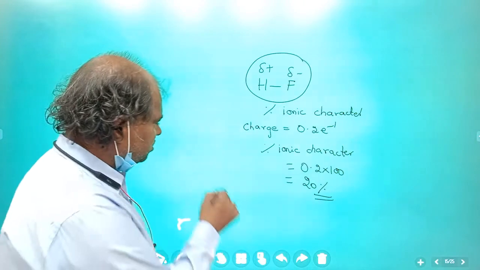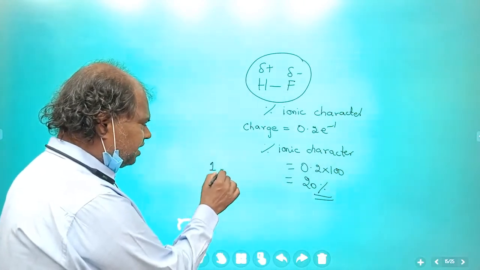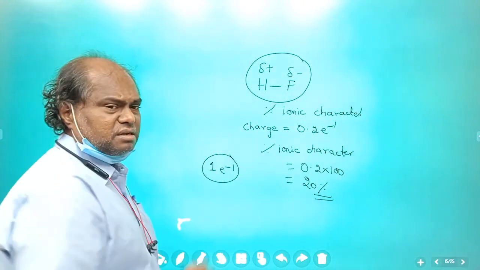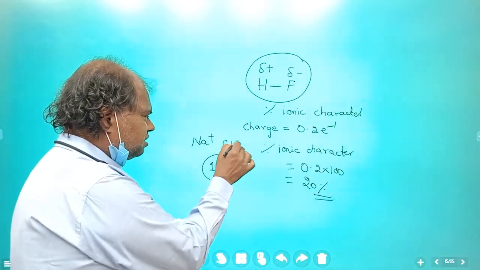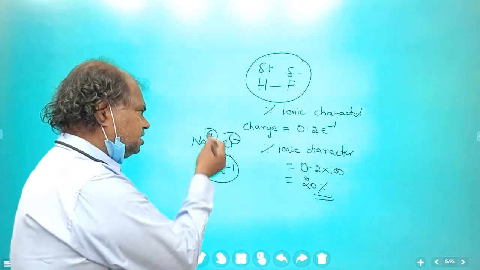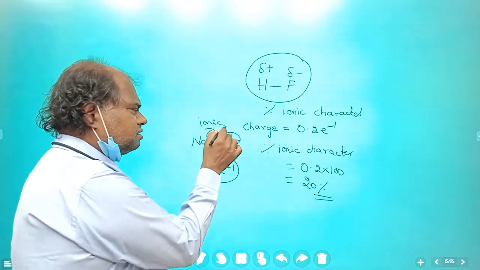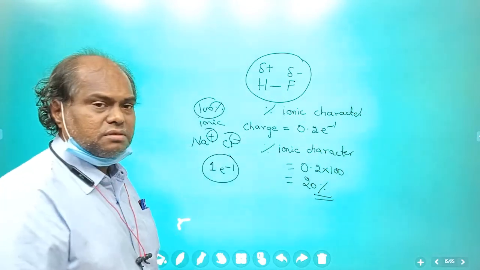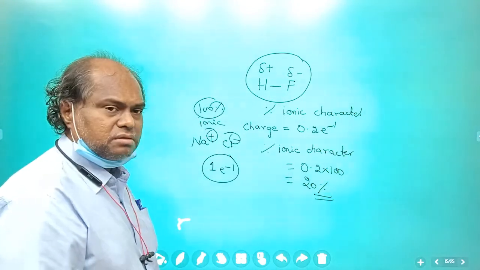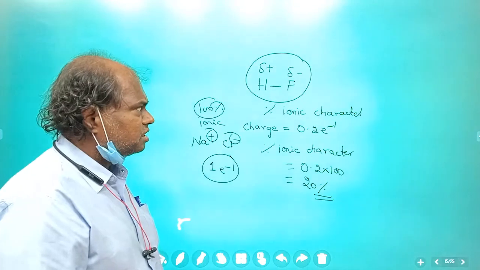Suppose you get the charge as directly one electron, then it is ionic. For example, Na plus Cl minus, you see, full charge is there, full charge. In this case, this bond is ionic. In that case, the bond is 100% ionic. Clear? 100% ionic. Because you're getting full charge, right?